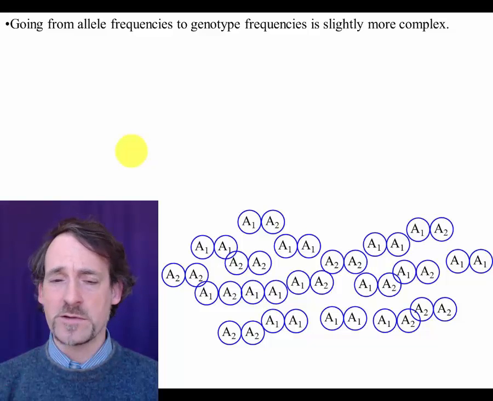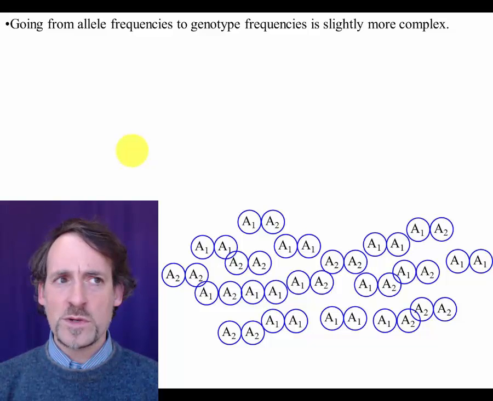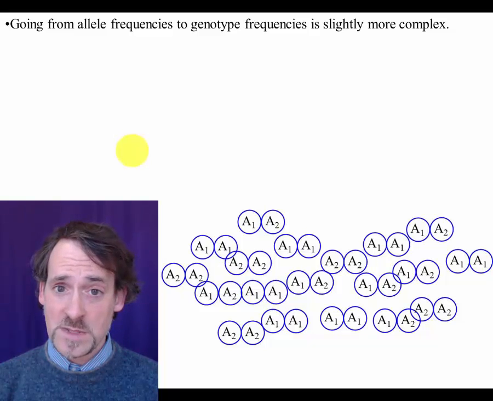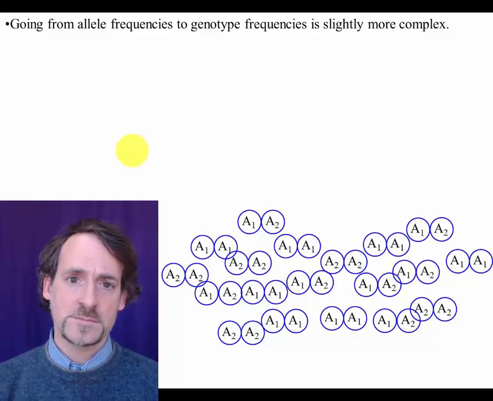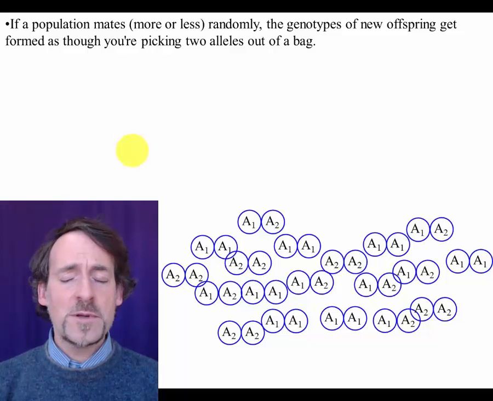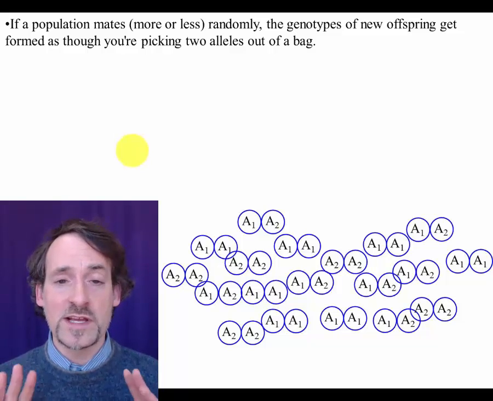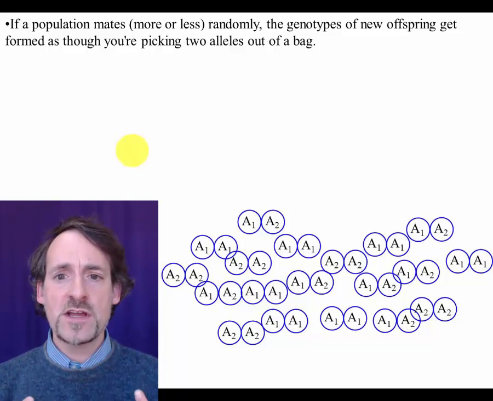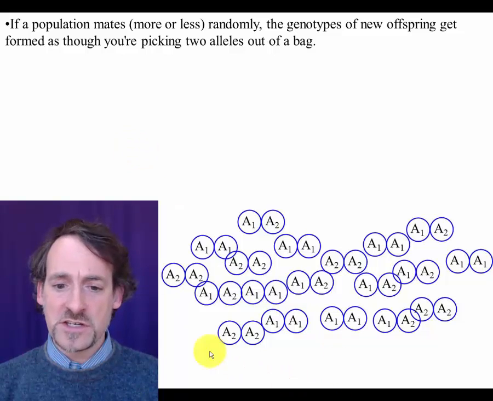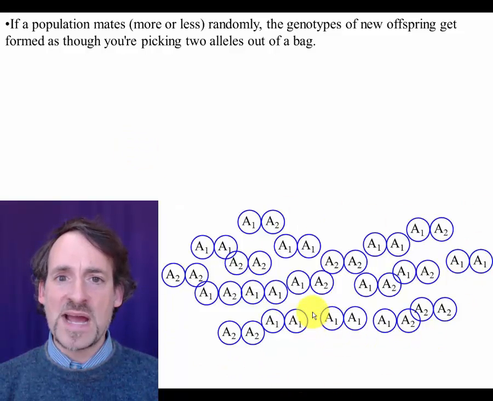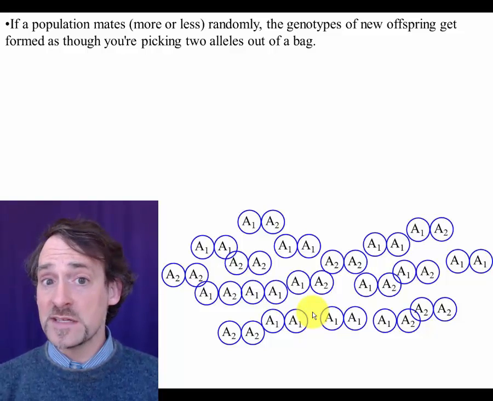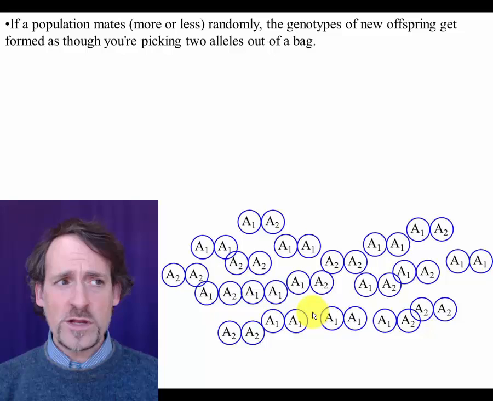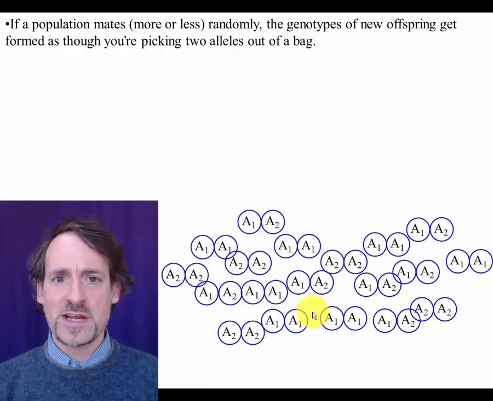You've got genotypes and you get allele frequencies that way. If you know the allele frequencies in a population, and you want to know what the genotype frequencies ought to be, it's a little more complicated. The population has to be mating more or less randomly for this to work. But what you can do is think about the population of organisms as a bag full of alleles. If it's more or less random mating, then what you're doing is rummaging around in the bag. You pick out a random female.